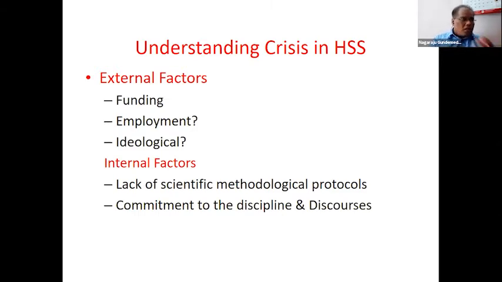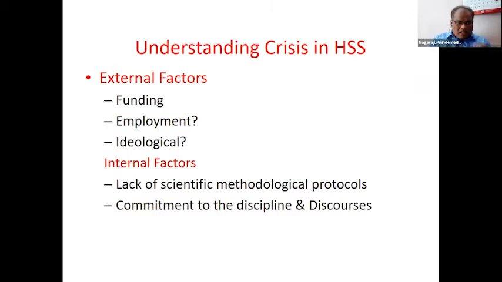So now, apart from this, what are the internal factors which are also primarily responsible? Just now I mentioned the lack of scientific methodological protocols, right? Because of the lack of scientific methodological protocols, though some 30 to 40% of the scholars try to follow the basic protocols which are part of humanities and social science research, the remaining 60% primarily leads to a kind of low or poor opinion about humanities and social science research and teaching.